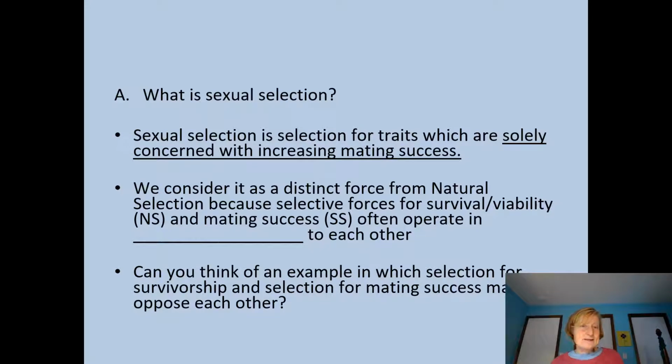Okay? This often opposes natural selection. So natural selection and sexual selection often butt heads or oppose each other, because a trait that might be really important for sexual selection might not be very good at keeping the animal alive. Can you think of an example in which selection for survivorship and selection for mating success oppose each other?